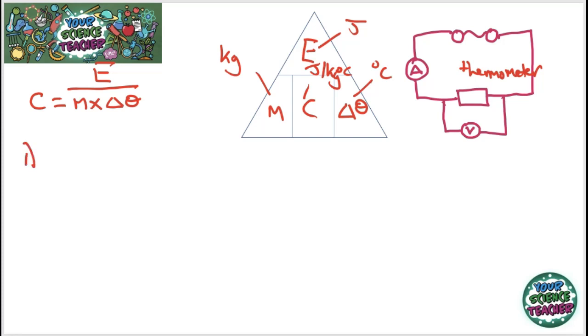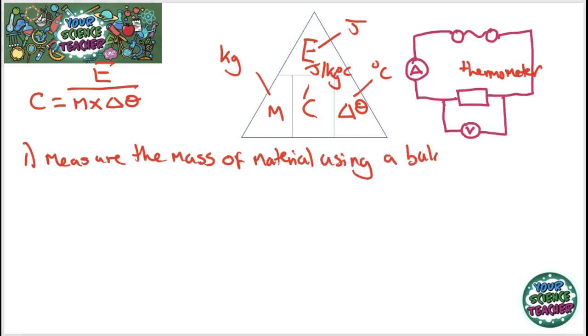So my first step is to measure the mass of the material using a balance. It doesn't have to be a metal, it could be any material. It often helps if the material has a mass of 1 kilogram, so then you can take this term out because you're just multiplying by 1. Then the second step is to take an initial temperature reading, so you measure the initial temperature using a thermometer.